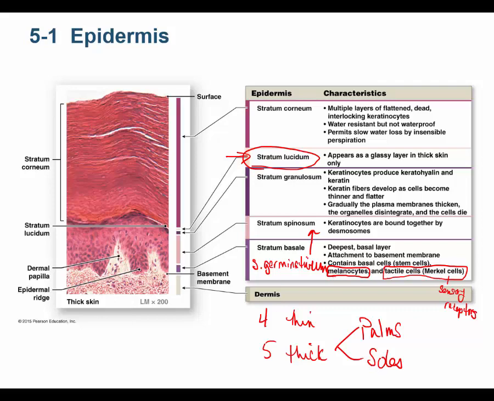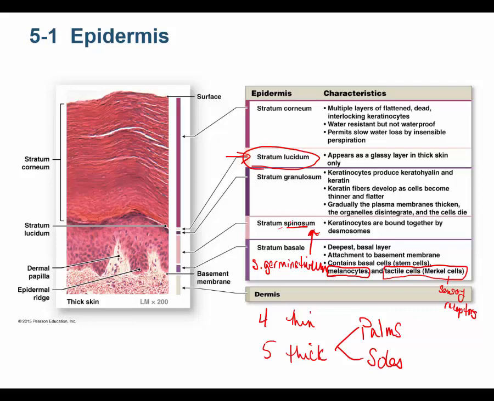When a cell divides into two, one stays in the stratum germinativum as a future stem cell, and the other cell moves its way up into the stratum spinosum. Now here's the thing about the spiny layer of the stratum spinosum. It's only spiny on a microscope slide. It's an artifact of slide preparation. In the body, the stratum spinosum is not spiny.